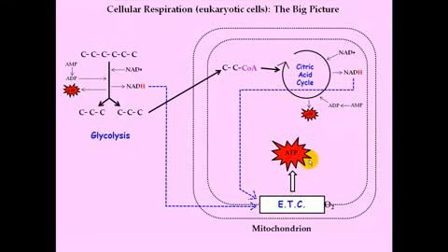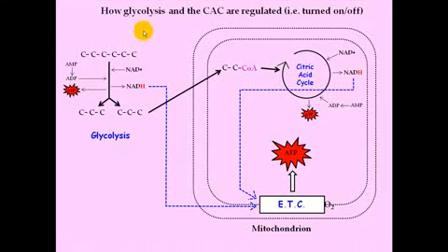So again, bring it back to the point. We're saying here that there are instances when the cell might be interested in slowing down glycolysis and the citric acid cycle, and that's actually what happens. So it is possible for the cell to do just that. So glycolysis and the citric acid cycle can be regulated. In other words, it can be turned on and off.